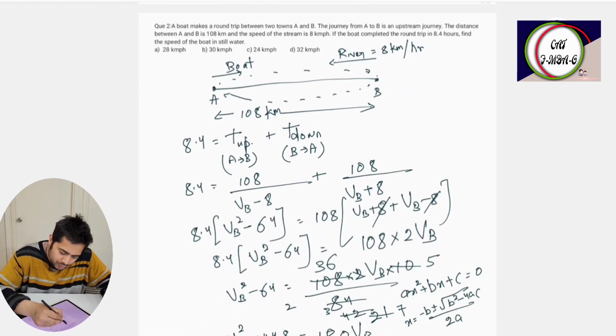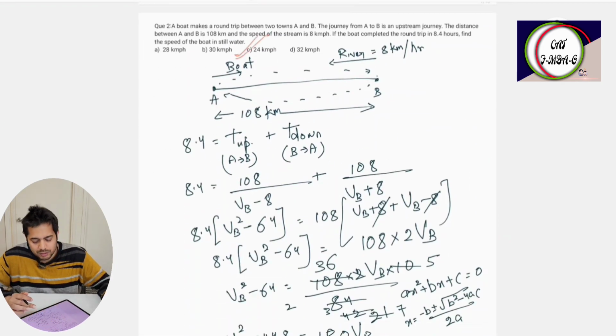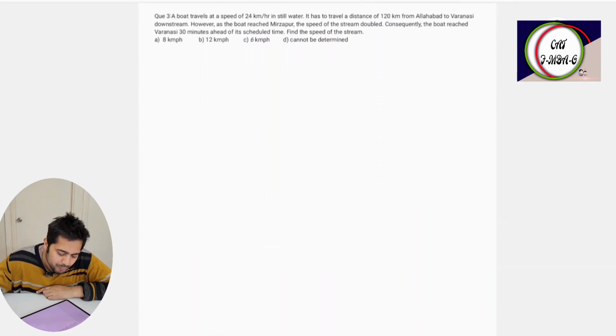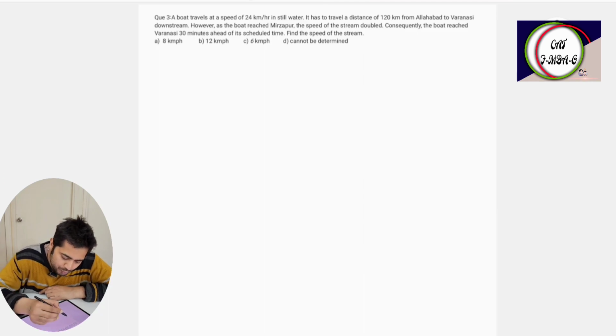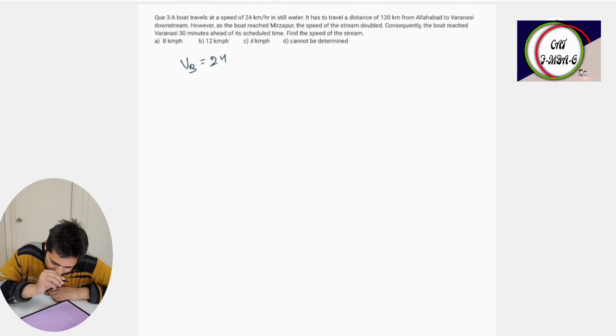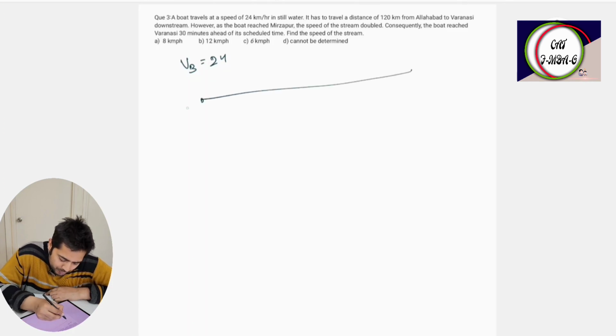So yeah, option number C is the right answer. Let's see the next question. Another boat question. A boat travels at a speed of 24 kilometers per hour. So in still water, VB is equal to 24. It has to travel a distance of 120 kilometers from Allahabad to Varanasi, 120 kilometers.